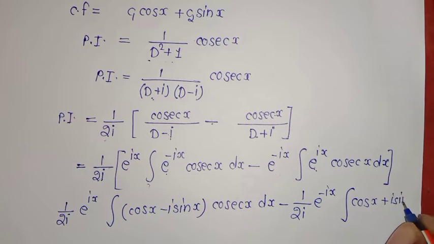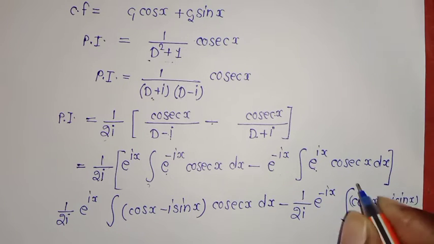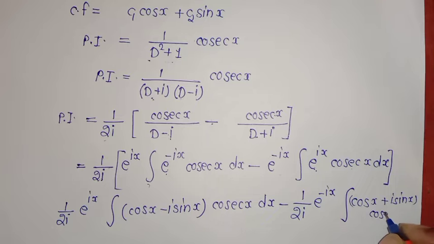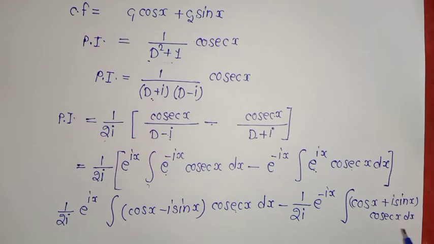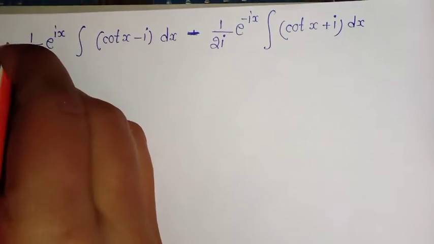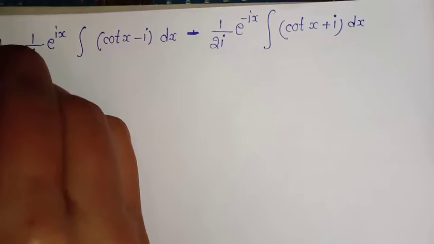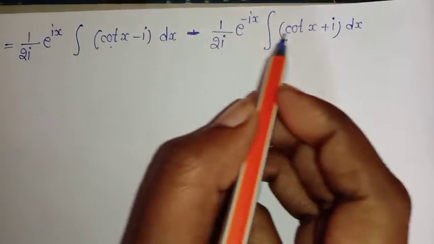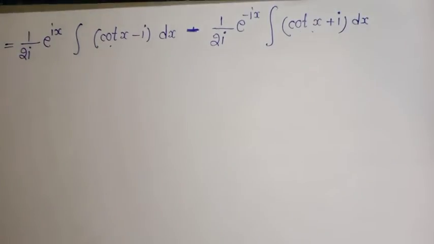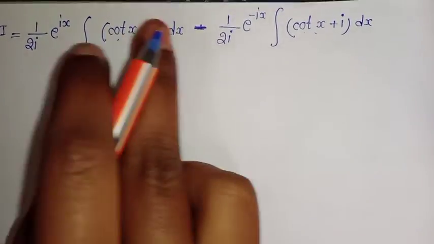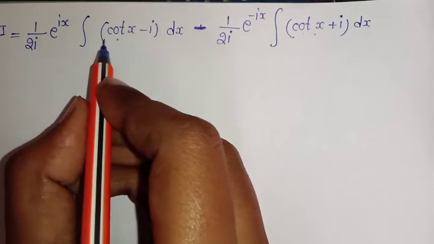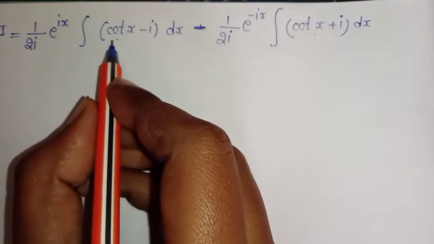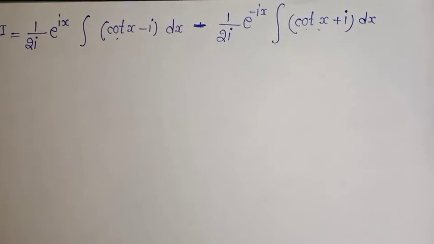Sin x into cosec x dx. Now we multiply this cosec x here and this cosec x here. So after multiplying cosec x inside the integral, we got this value: inside, cos x minus i sin x and cos x plus i sin x. So we get this value. Now I am going to integrate this term. So you know that the integration of cot x is log sin x. So I am going to apply it directly.